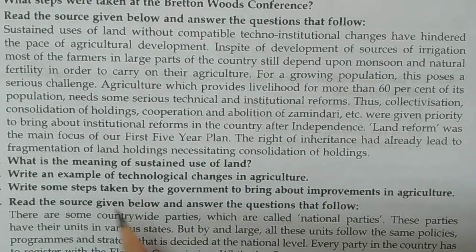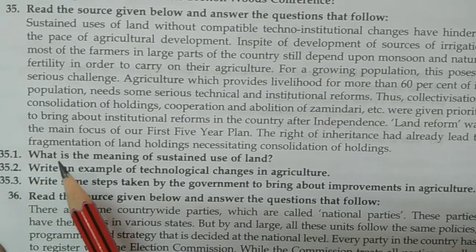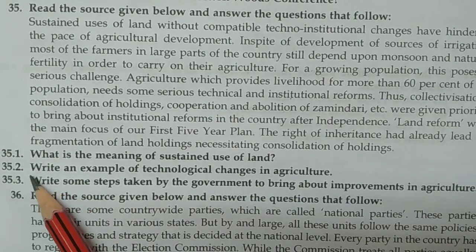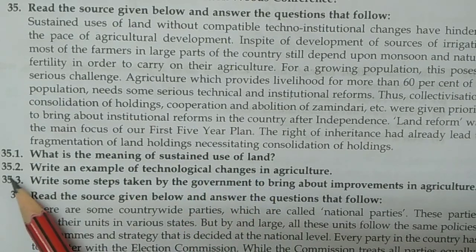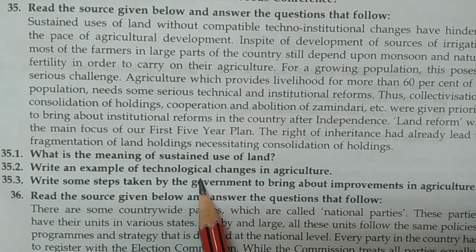Thus, we have completed up to here. The questions are being given here. Question number 35.1: What is the meaning of sustained use of land? 35.2: Write an example of technological change in agriculture.